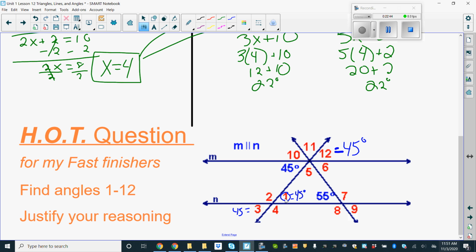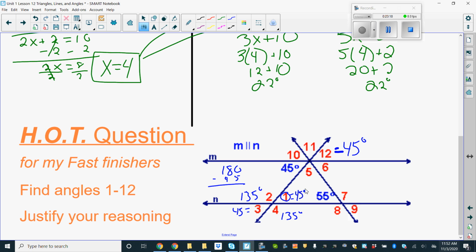We know that angle 1 and angle 2 create a straight line. They are supplementary. So we can do 180 minus 45, and we get 135. And if 2 is 135, then we know that 4 is 135 because they are vertical to each other. So they are going to be equal.